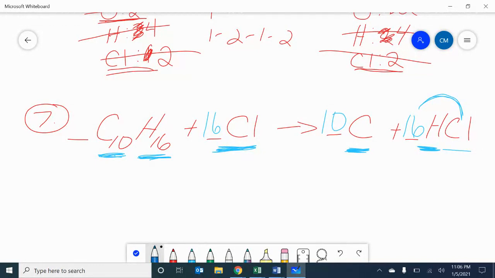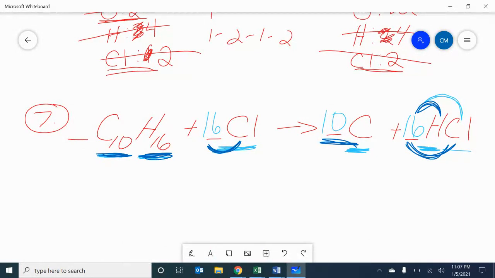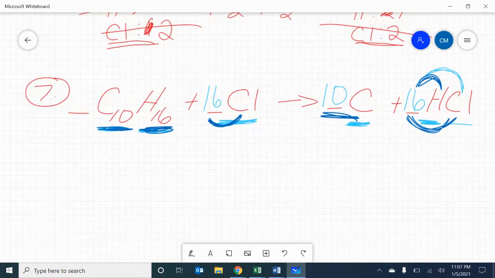So we just double check everything. 10 carbons, 10 carbons. 16 H's, I made 16 H's. 16 chlorines, I made 16 chlorines. All right, we're good. We're balanced. Looked like some big numbers, but it was easy. All right, let's look at number 8, and then we'll be finished for now.